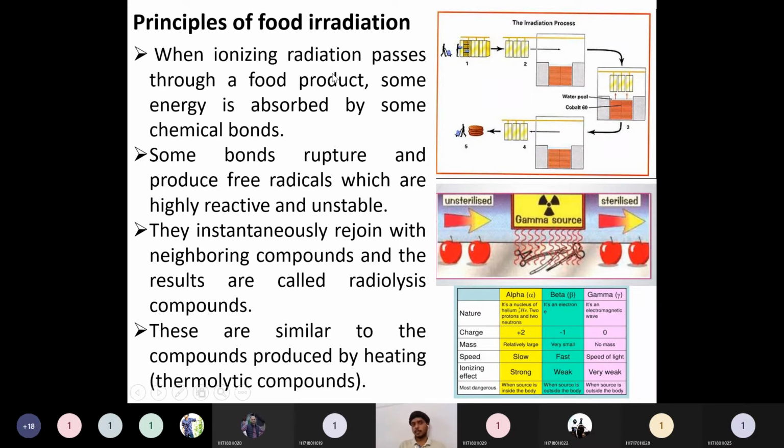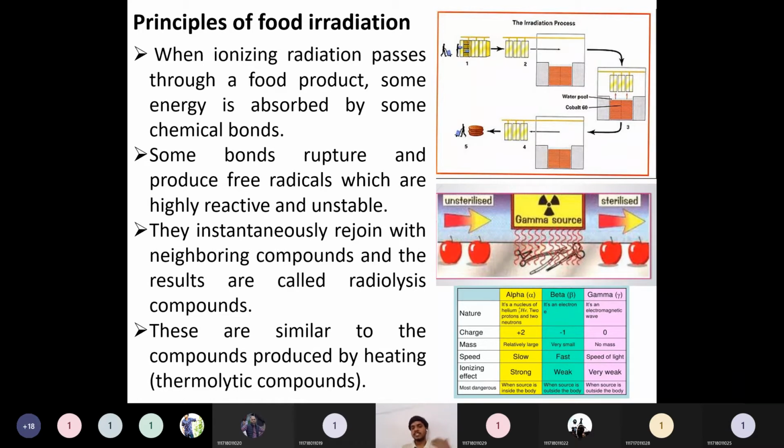When ionizing radiation passes through the food, some energy is absorbed by some chemical bonds. So irrespective of what type of chemical bond it is, some ionization process is taking place. That ionization process will have the capability of producing some ions or some free radicals. Some bonds rupture and produce free radicals. These free radicals, which are highly reactive and unstable, instantaneously join with the neighboring compounds, and the results are called radiolysis compounds. So they are joining with the adjoining microorganisms or adjoining pair of ions.